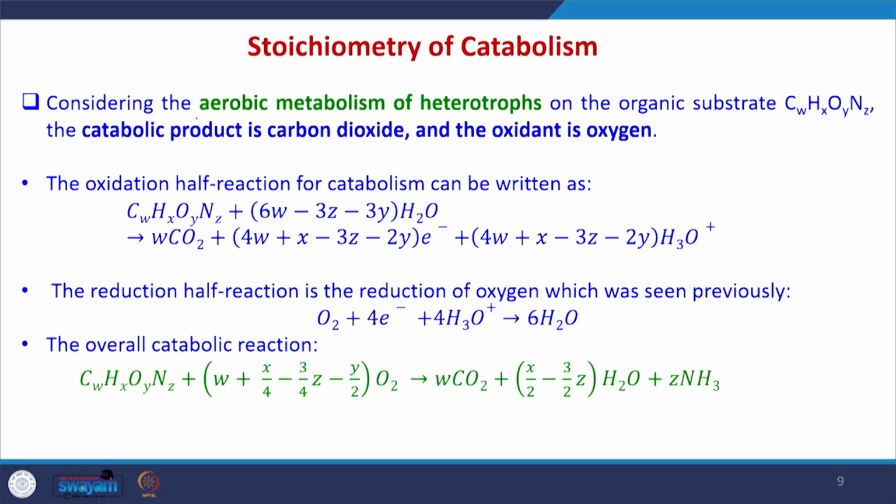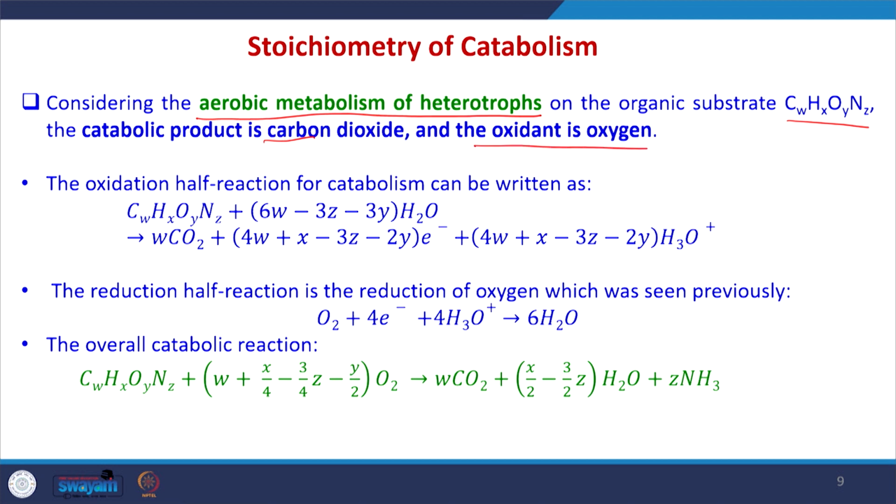Now, there are catabolic reactions which actually provide the energy. So, now we will study the catabolic reactions in detail. So, stoichiometry of catabolism. We will start with this, considering the aerobic metabolism of heterotrophs. First we will start with the aerobic metabolism of heterotrophs on the organic substrate, which was the same as earlier. The catabolic product is carbon dioxide and the oxidant is oxygen.